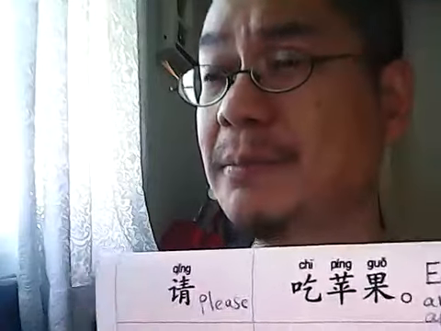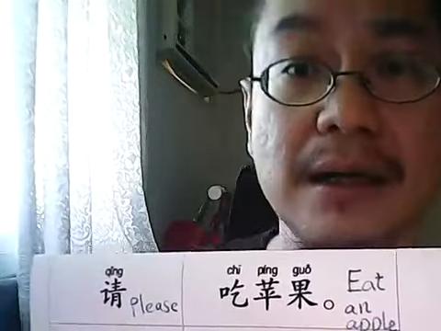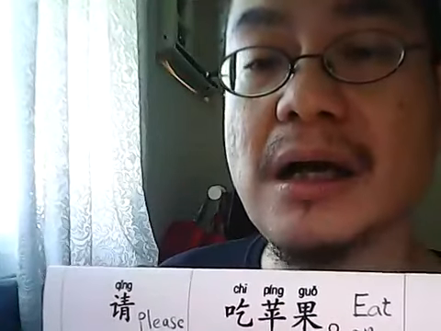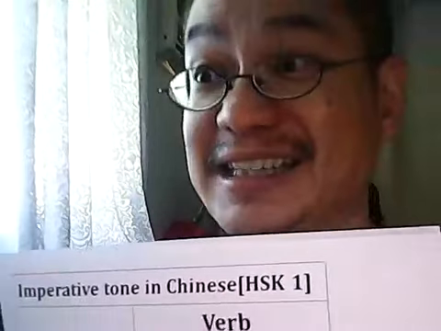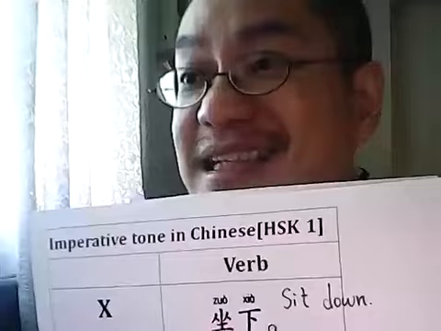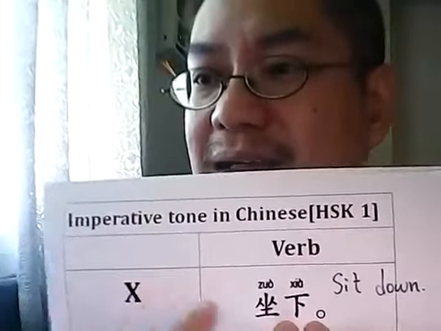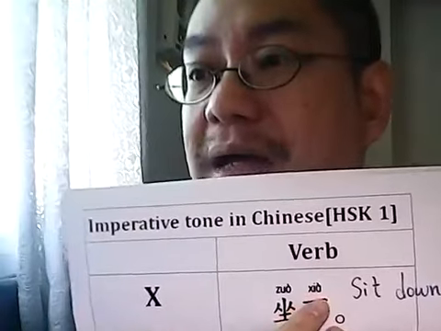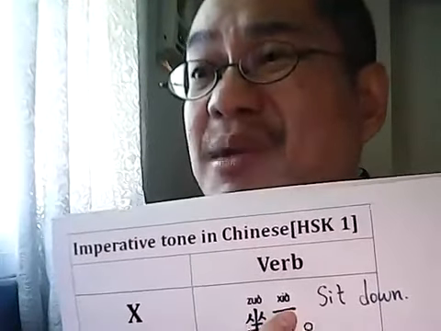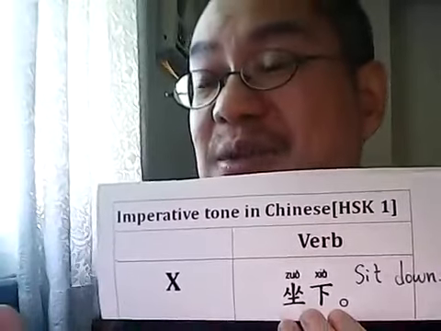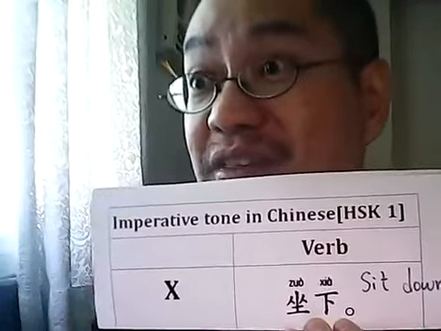Okay, but how about 坐吧? Someone asked me a question in the comments. That's a very good question. How about 坐吧? 吧 is like a particle to show your suggestion or advice. You advise someone to do something.